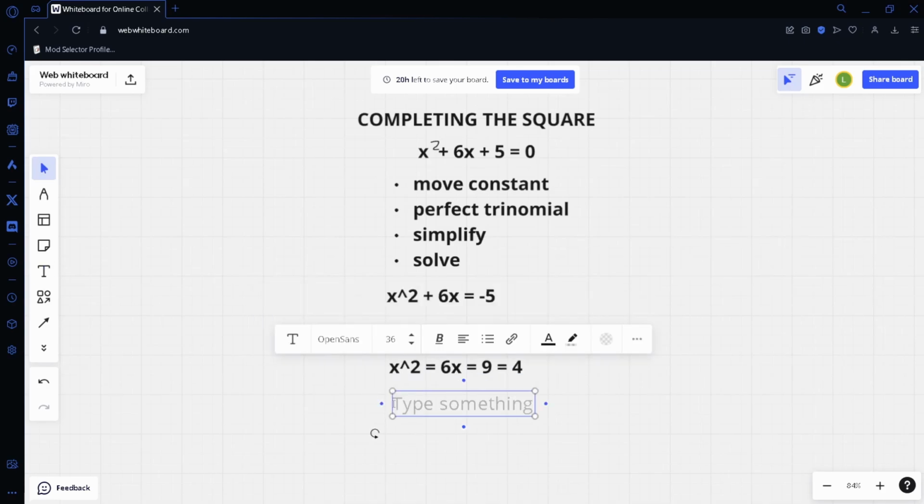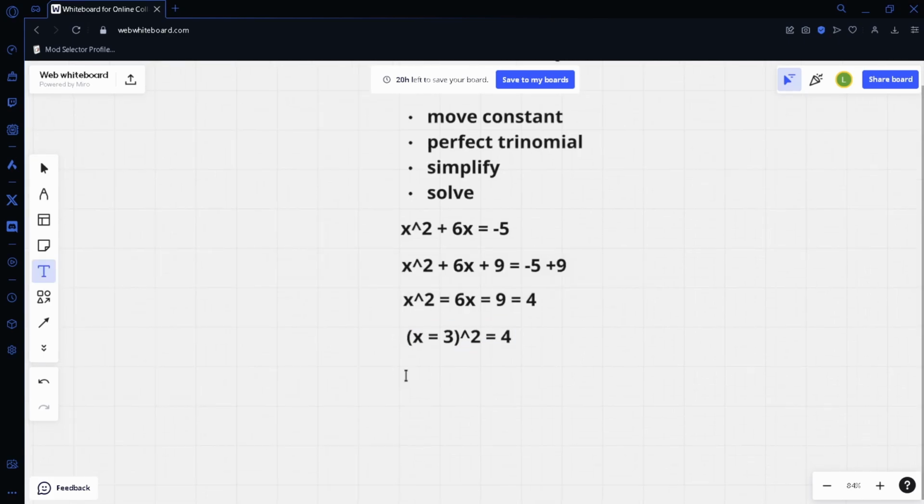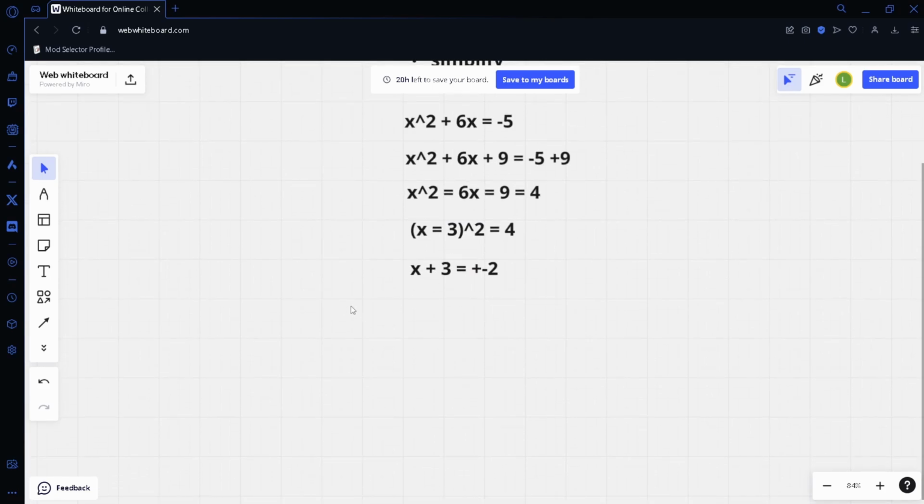Then turn the left into a square term. X plus 3 squared equals 4. Then root both sides. X plus 3 equals plus or minus 2. Then solve for x. Negative 3 plus 2 is negative 1. Negative 3 minus 2 is negative 5. And those are your answers.